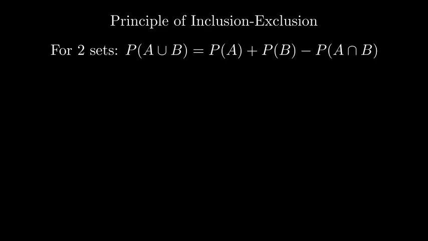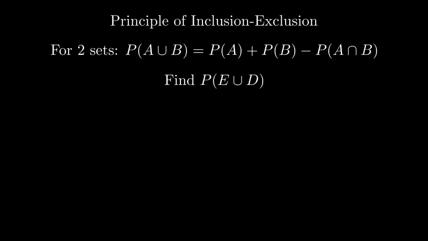This gives us the formula for 2 sets. The probability of A union B is the probability of A plus the probability of B minus the probability of A intersect B. This is the principle of inclusion-exclusion for 2 sets. Let's apply this to the problem we ended with, finding the probability of drawing an even card or a diamond. We need to find P of E union D.